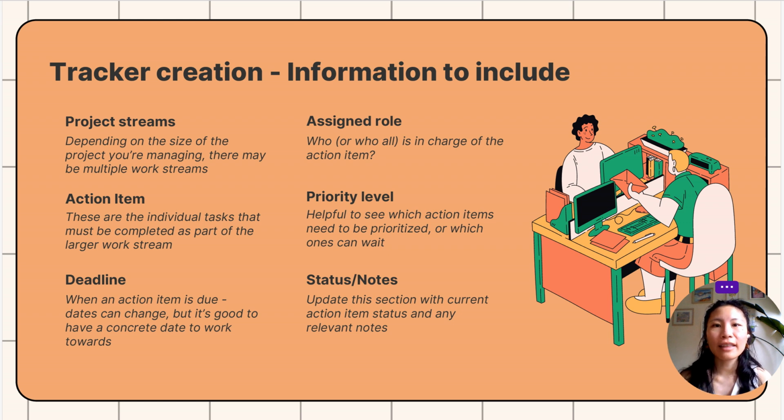So the first thing that you need to do is ensure that you've got a section or a column or some way to track your project streams. Depending on the size of the project that you're managing, there might actually be multiple work streams. So you might have a column that says, this is the main name of the big work stream, and then underneath you've broken it down into several different parts. And this is going to be really, really helpful if you've already gone through part 2 and written down what the deliverables are for all of the different projects in the larger project that you're managing.